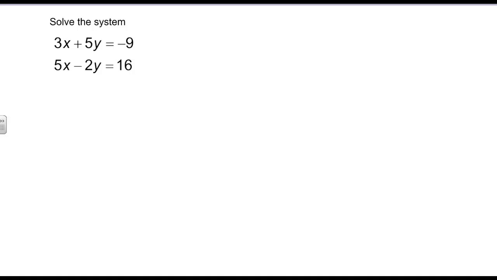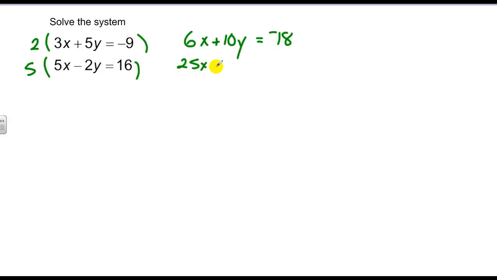And let's do one more. Again, no integer multiplied by one of the two equations will get me the opposite of the other. So I'll multiply the top by, let's go 2, and the bottom by 5 so that my y's go opposite. I have 6x plus 10y is equal to negative 18. Then I have 25x minus 10y is equal to 80.